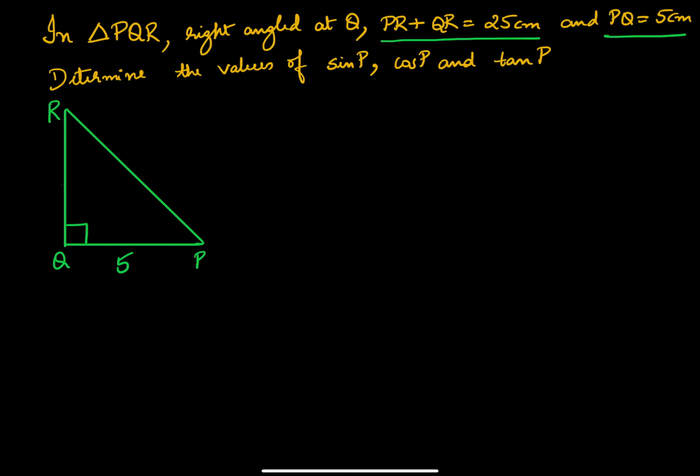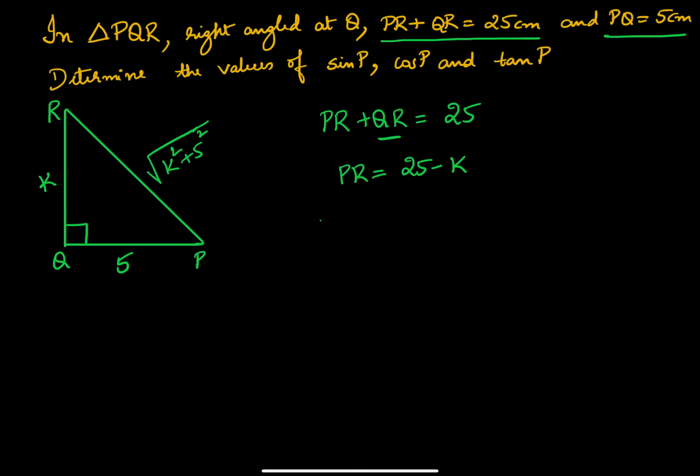So just for the ease of calculation, let's consider the length of QR to be K. So in that case, PR would be the square root of K square plus 5 square, which is Pythagoras theorem. Now, PR plus QR is given as 25 and we have assumed QR to be K. So PR is 25 minus K.